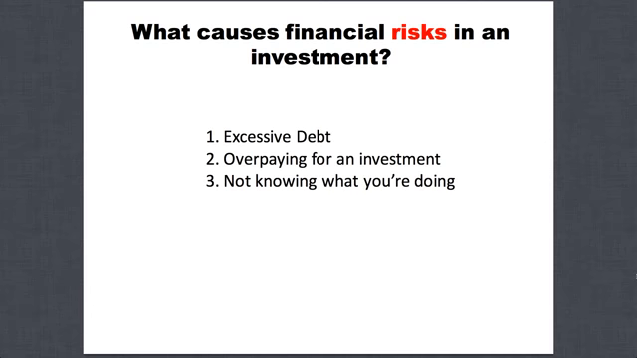So let's recap our three risks. The first one is excessive debt. You want to stay away from those companies. A little debt's okay, but a lot of debt is always going to get you in trouble. Overpaying for an investment. You've got to know what the value of the investment is before you buy it, or else you're going to be the person out there buying the $250,000 home. And the third one is not knowing what you're doing.